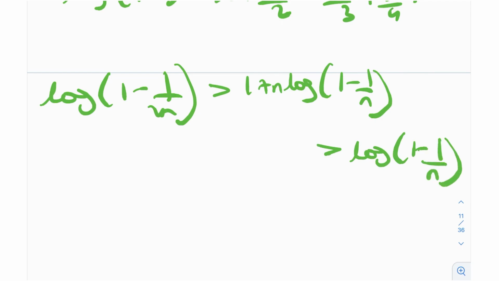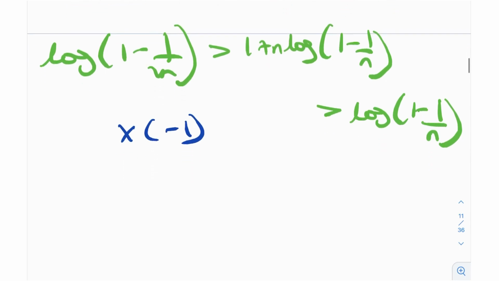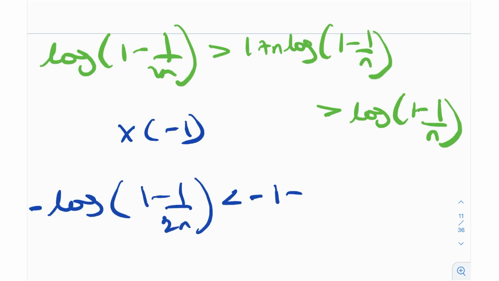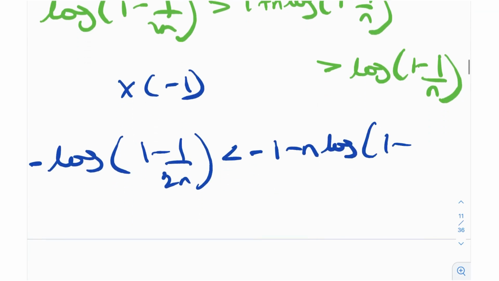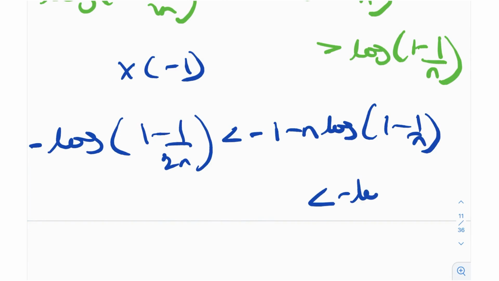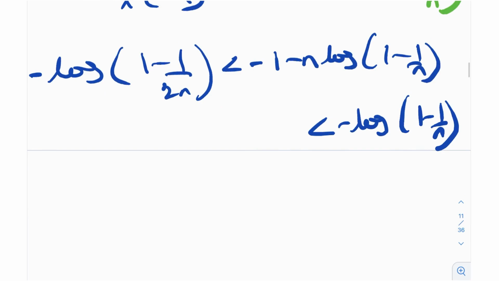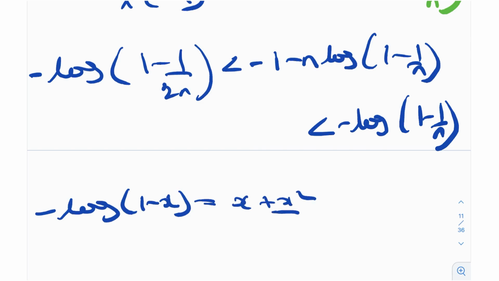If I multiply by negative 1 on both sides, I'll get something similar to this log 1 minus x that we have over here. So multiply with negative 1 on all sides, and obviously the sign of the inequality would flip. So we get negative logarithm 1 minus 1 by 2n, which is less than negative 1 negative n log 1 minus 1 by n, which is less than negative log 1 minus 1 by n. Let me write the Taylor series again over here: negative log 1 minus x is x plus x squared by 2 plus x cubed by 3, and so forth. Let me analyze the terms one by one.